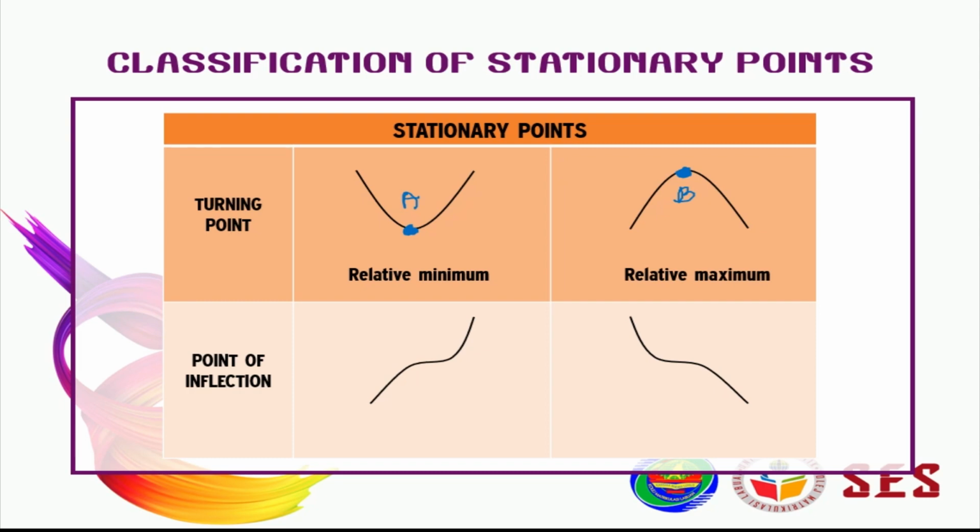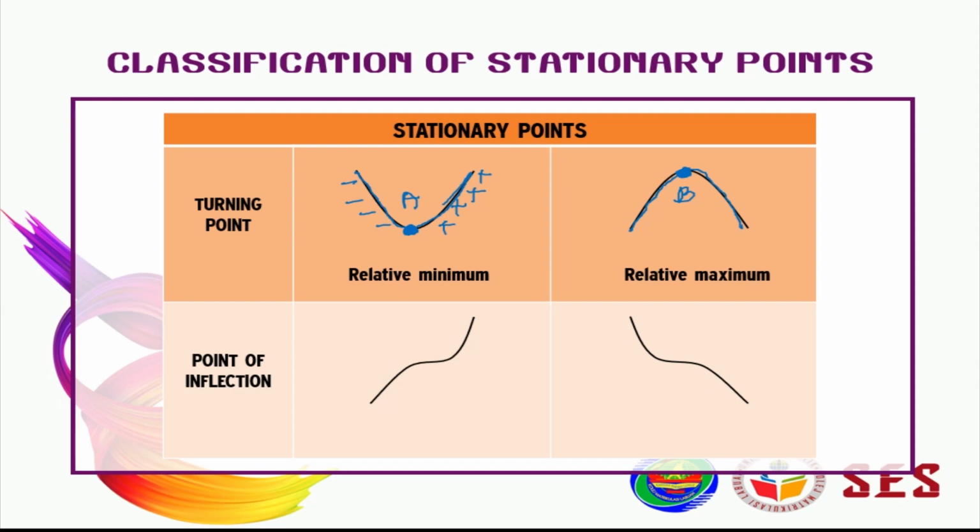Why is it called a turning point? It is called a turning point because for point A, the gradient changes sign from negative to positive when meeting the stationary point. This means that the graph turns. It goes down, and then meeting point A, it turns upward. For point B, it's going up with a positive gradient until point B, and then it turns down. That is why it is called a turning point.